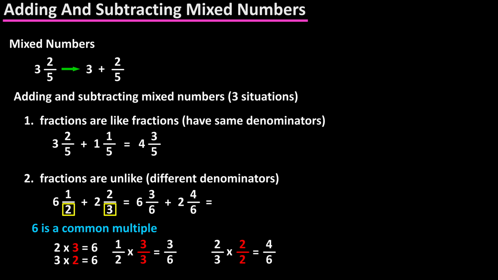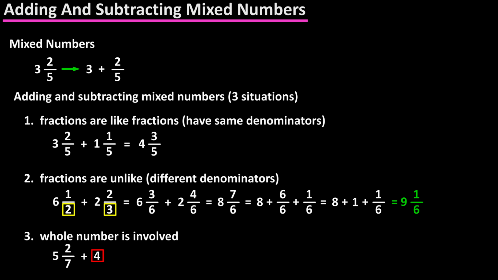Now we go through the normal process. Add the whole numbers, 6 plus 2 equals 8, and then add the numerators in the fractions, 3 plus 4 equals 7, and keep the same denominator of 6. And the answer is 8 and 7 over 6. As in the earlier problem, we have an improper fraction, so we go through the process of making that a proper fraction. And I've written this out on the screen, and we end up with a final answer of 9 and 1 over 6.